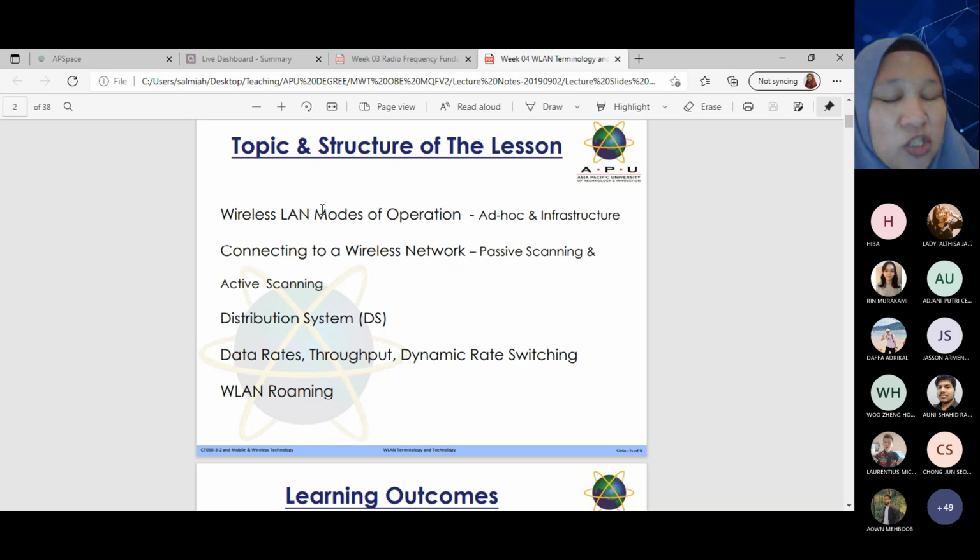That's the concept of dynamic rate switching. And the last but not least is roaming. I think you learned before about what roaming is, although not formally, but I believe you heard about the roaming concept when you use your mobile phone. Yes, it's actually a similar concept.